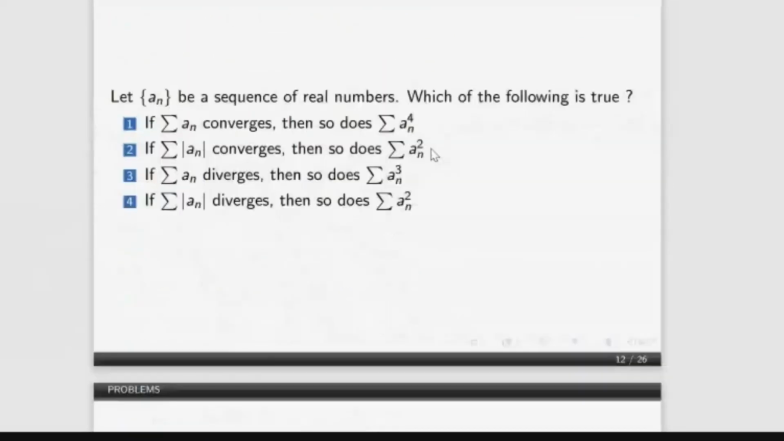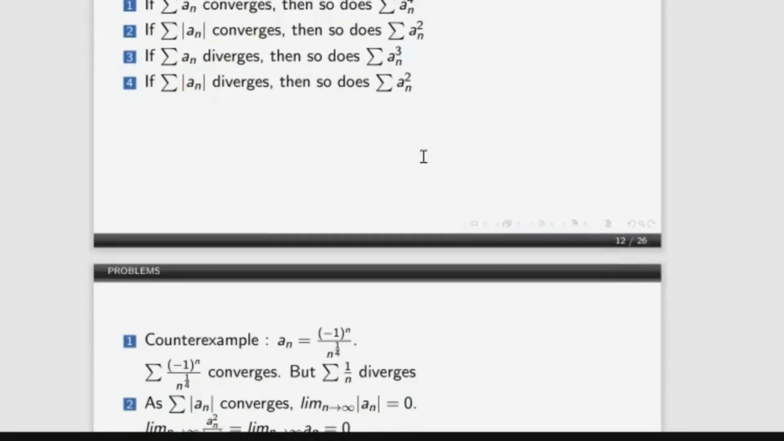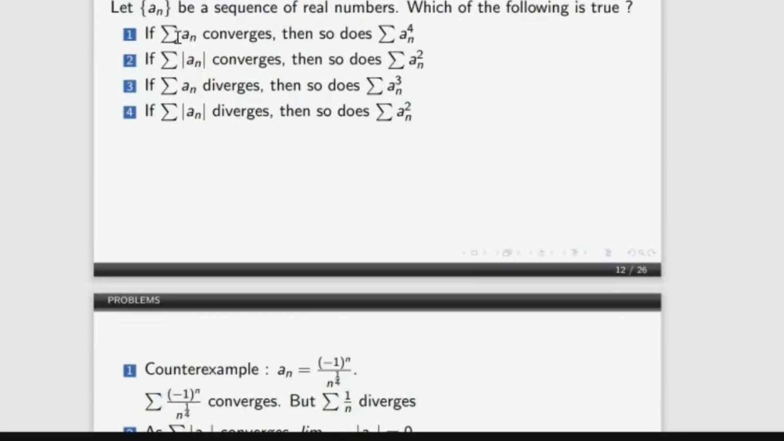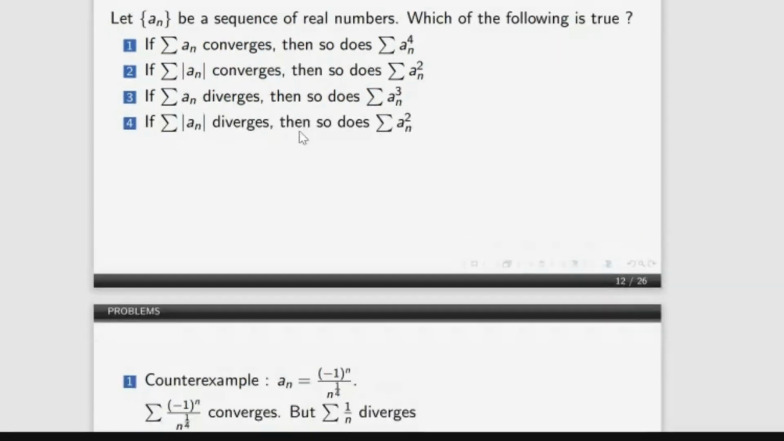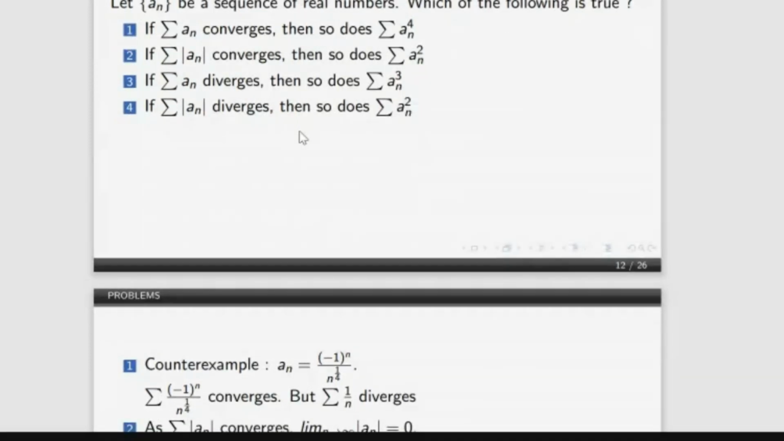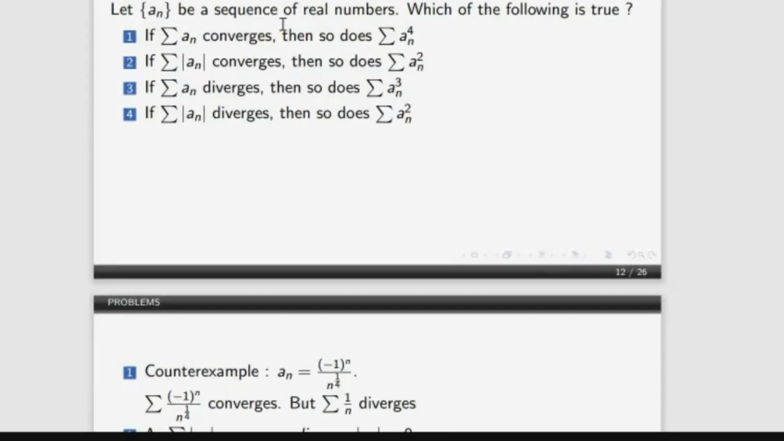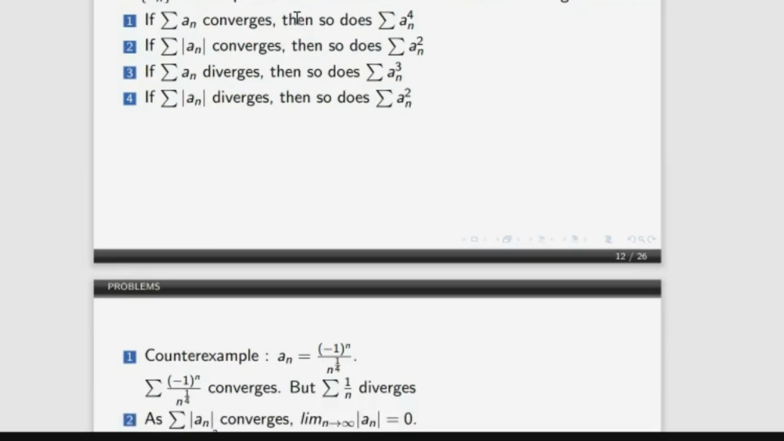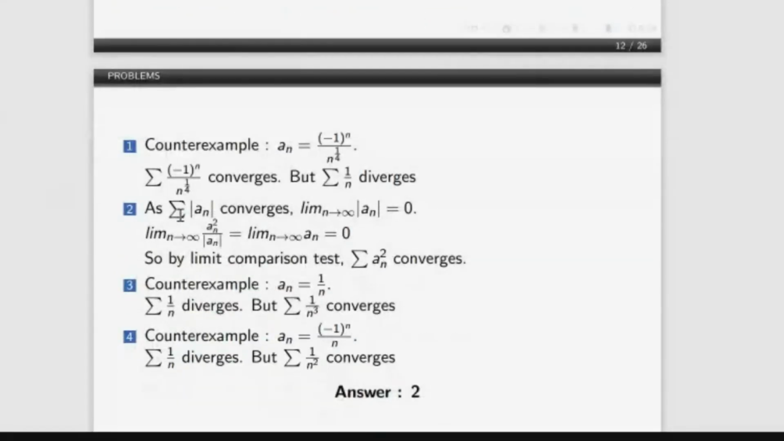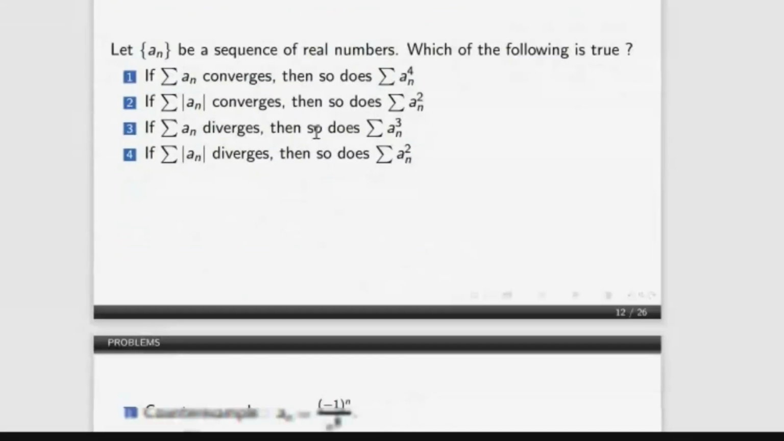Now the second case: if series a_n converges, then series a_n^2 converges. Whatever terms I am taking, the question was a little more strong. There was a mistake in what I have written. It was a sequence of non-zero real numbers, right? I missed that point here. I'll be correcting that and sending it to you, okay?